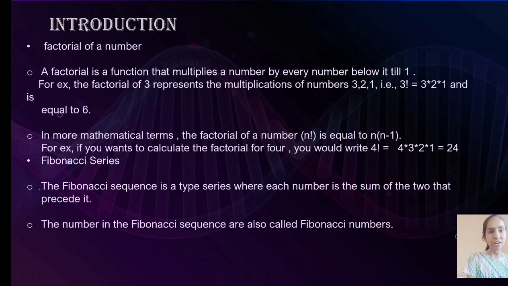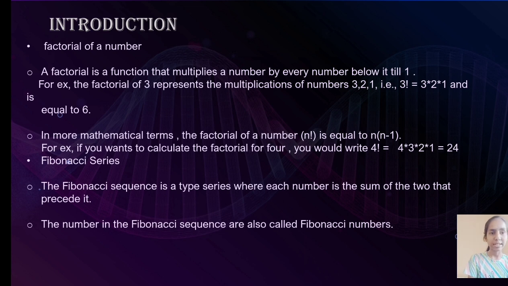Let us see the introduction about the programs: factorial of a number and Fibonacci series. Factorial of a number. A factorial is a function that multiplies a number by every number below it till 1. For example, the factorial of 3 represents the multiplication of the numbers 3, 2, 1. Therefore, 3 factorial equals 3 into 2 into 1, and 3 factorial is equal to 6.